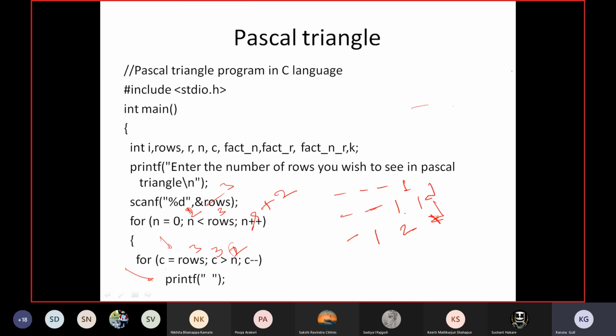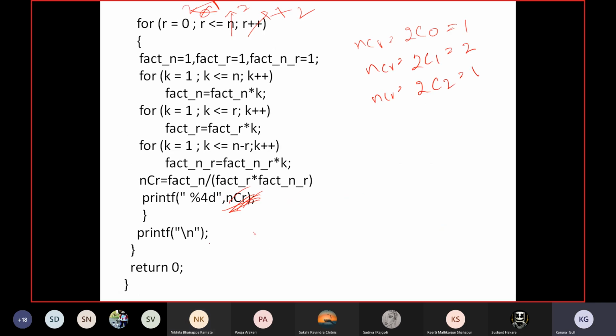Is it the Pascal triangle itself? 1, 1, 1, 1, 2, 1? Is it a Pascal triangle that you are getting there? Yes, ma'am. Okay. Next. Afterwards, increment the value of this. Now it is 3. Right? This is 3 now.